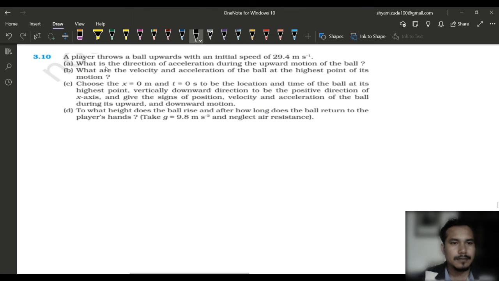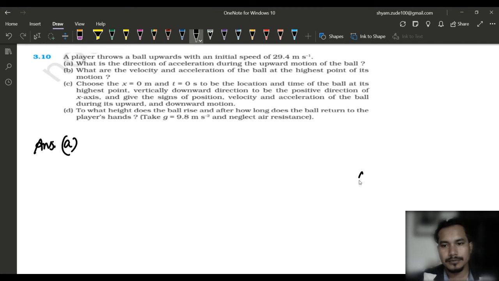It is asked that a player throws a ball upwards with an initial speed of 29.4 meter per second. What is the direction of the acceleration during the upward motion of the ball? So, if you look at answer A, the acceleration during the upward motion of the ball.